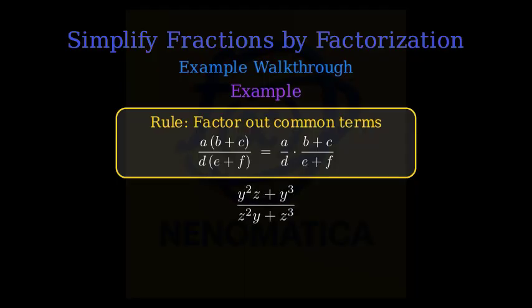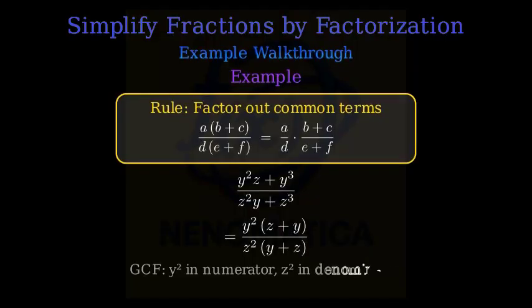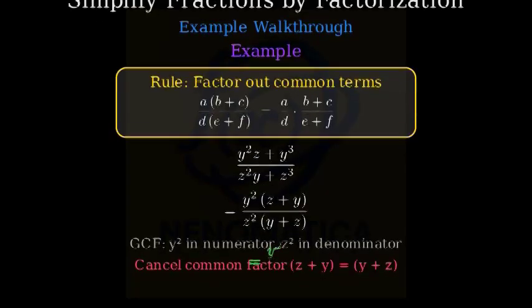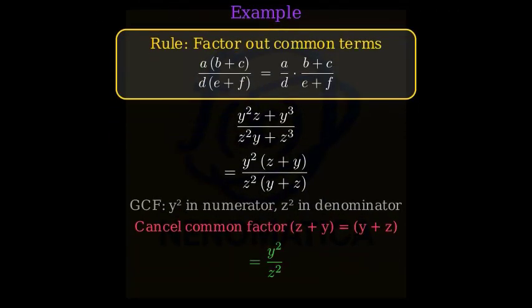Problem 1. Simplify the fraction y squared z plus y cubed over z squared y plus z cubed. We will factor the numerator and denominator. The numerator has a greatest common factor y squared. The denominator has a greatest common factor z squared. After factoring, we have y squared times (z plus y) over z squared times (y plus z). The binomials z plus y and y plus z are the same, so they cancel as a common factor. The simplified result is y squared over z squared.